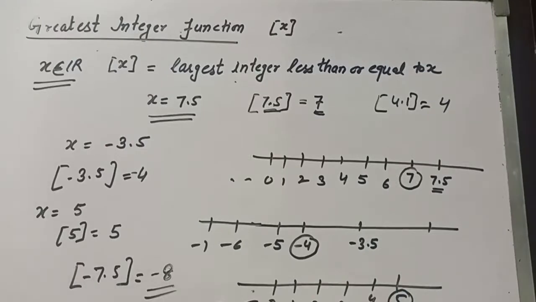Okay, students. Now we move to the application of the greatest integer function to find the highest power of a prime in a given factorial. The de Polignac formula is used to find the highest power of a prime in a given factorial. So what is this formula?